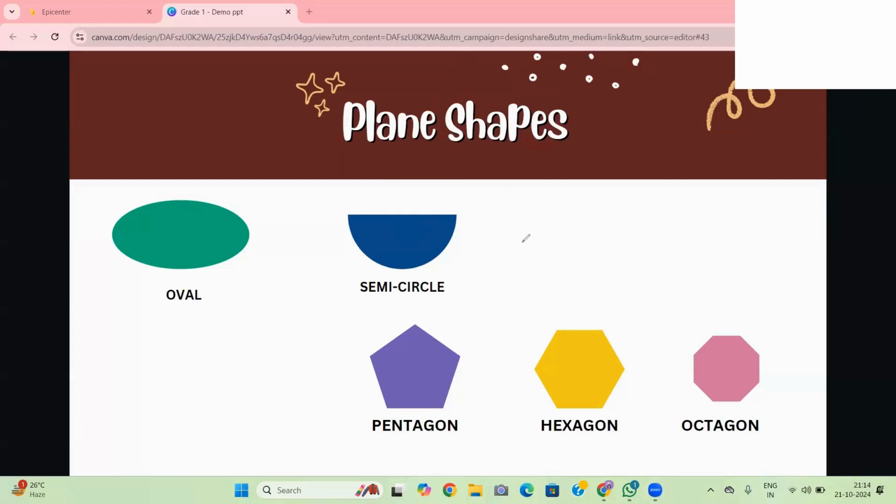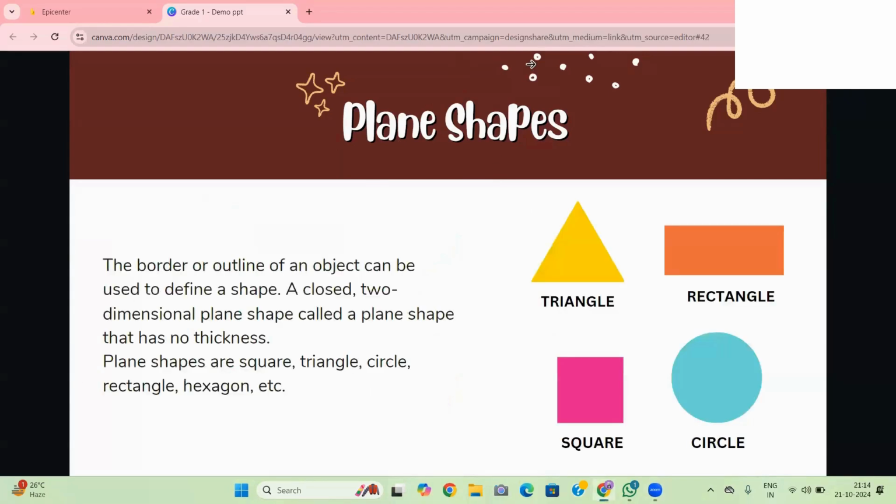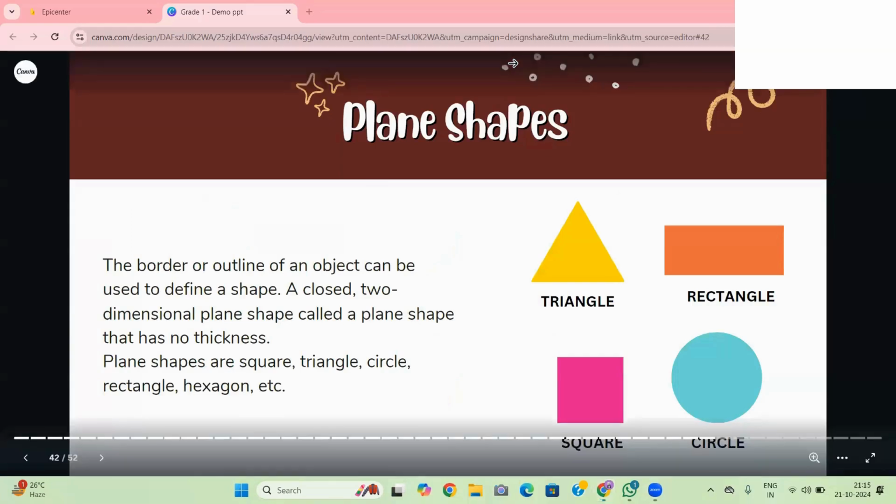And now can you tell me how many sides a square has? Can you think? Let me go back to square. Four. Good job. What about a rectangle? Four. Good job. What about a triangle? Three. Great. What about a circle? Zero. Yeah, it has no sides.